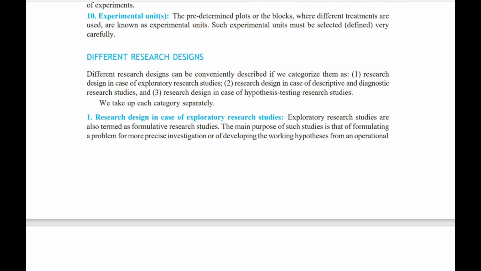Different research designs. Different research designs can be conveniently described if we categorize them as: 1. Research design in case of exploratory research studies, 2. Research design in case of descriptive and diagnostic research studies, and 3. Research design in case of hypothesis testing research studies. We take up each category separately.